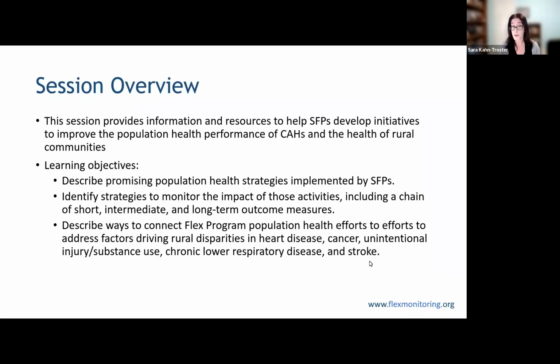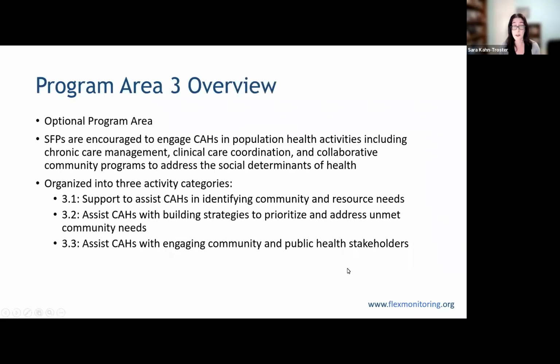So as you all know, FRHP has designated Program Area 3 Population Health as optional. It serves as a venue for state flex programs to engage critical access hospitals in population health activities, including chronic care management, clinical care coordination, and collaborative community programs to address the social determinants of health. States can choose to participate in one or more of the activity categories, which are listed on the slide.